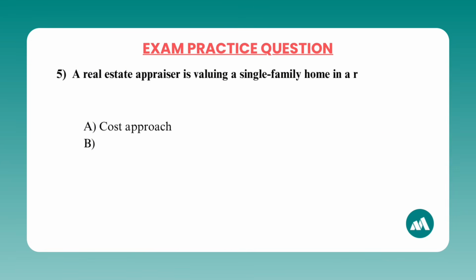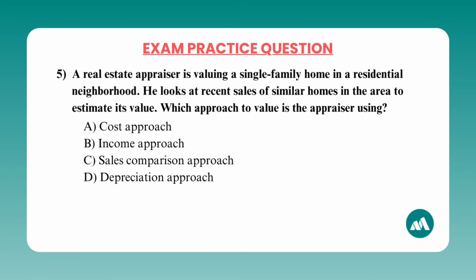Number 5. A real estate appraiser is valuing a single-family home in a residential neighborhood. He looks at recent sales of similar homes in the area to estimate its value. Which approach to value is the appraiser using? Is it A, cost approach, B, income approach, C, sales comparison approach, or D, depreciation approach? The answer is C, sales comparison approach.